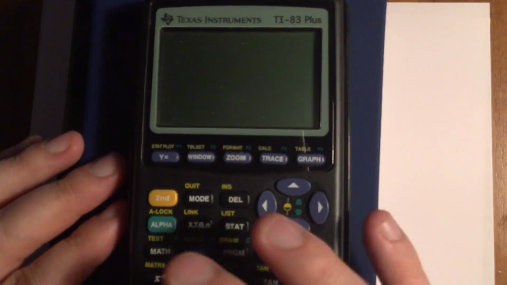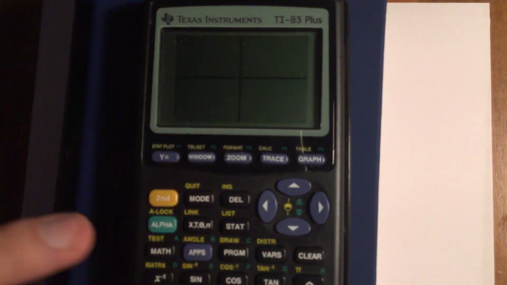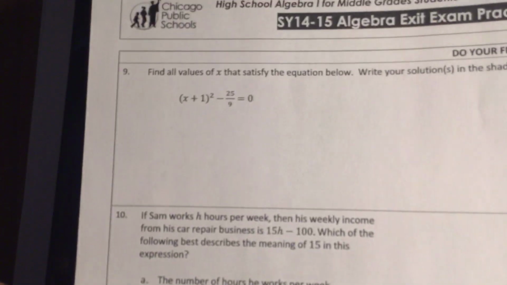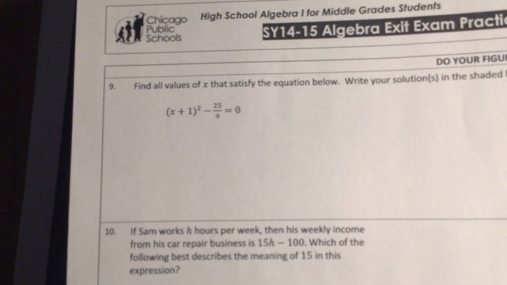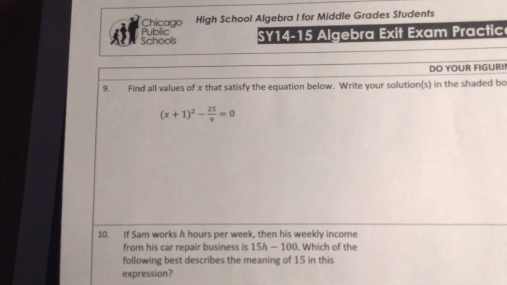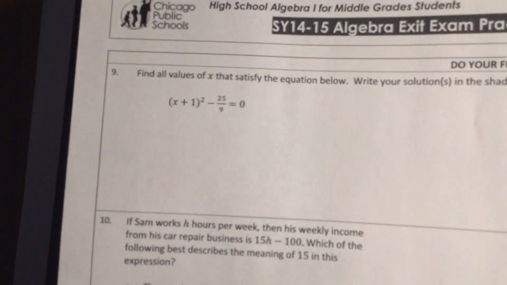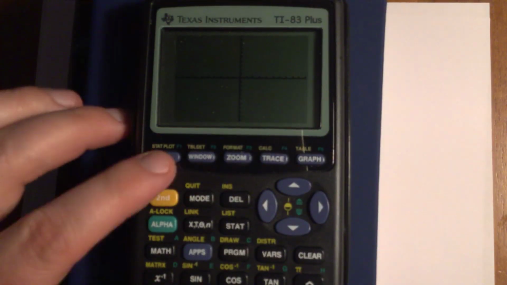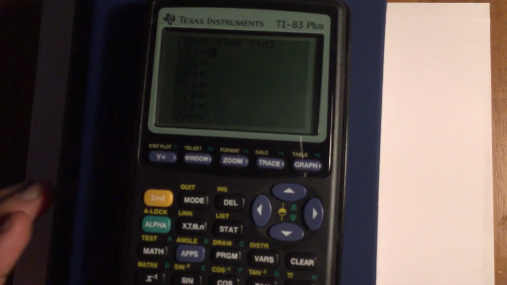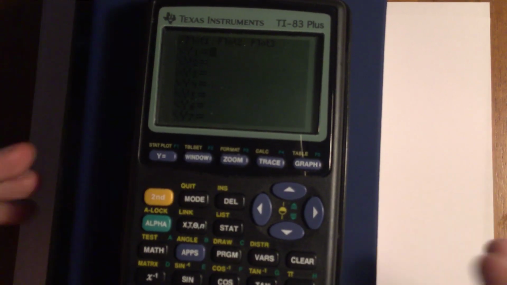If I see something like this, if this is like a quadratic that's been set equal to 0, I'm just going to graph it. They're looking for the solutions, the roots. So I'm going to graph it and find the x-intercepts. So let's just put it in like it's written, but instead of x plus 1 squared minus 25 ninths equals 0, I'm just going to set it equal to y.